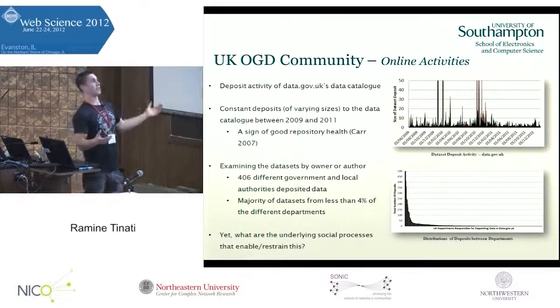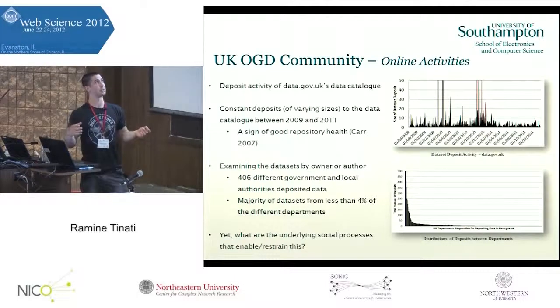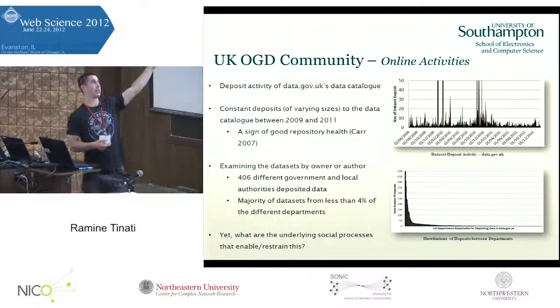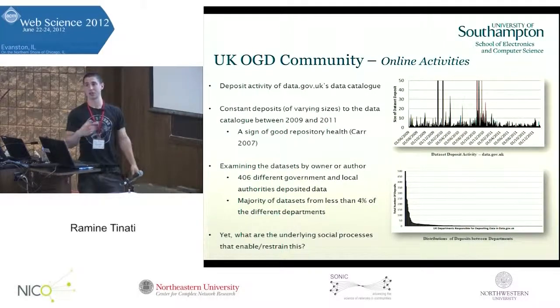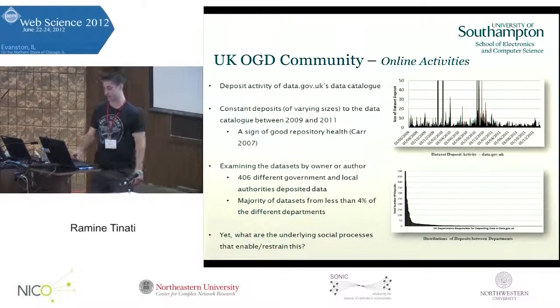And again, we can look at the data another way. Not only how many times something has been deposited, we can look at what's being deposited by who. And if we look at what's actually being deposited, there are 406 different government departments at the time as I looked at this. It's increased now, I think to around 700. But actually, over the entire set of data in there, only 4% of the departments were producing this data. So again, we need to know the underlying social processes on this.